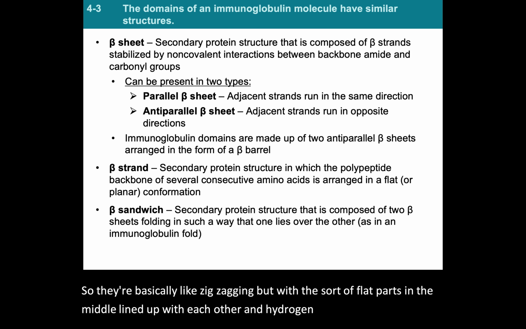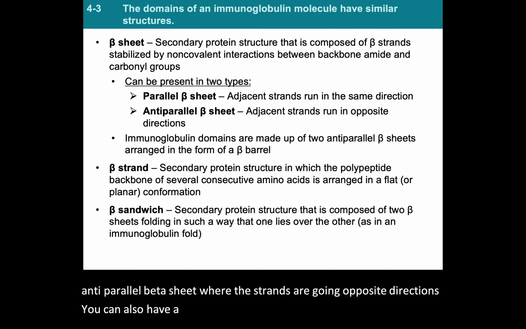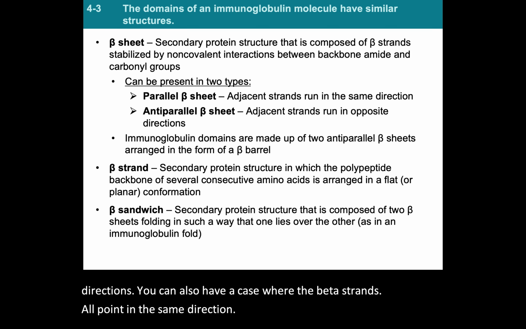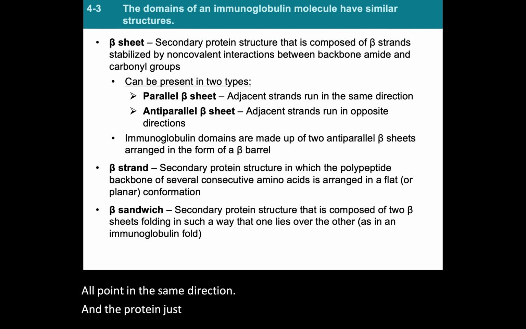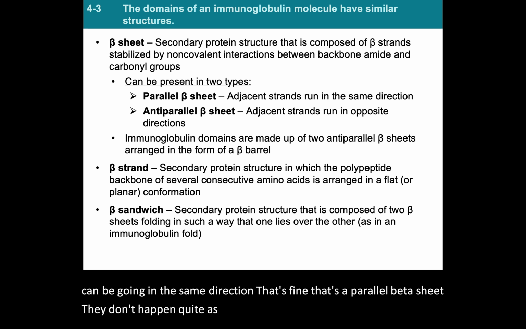That would be an anti-parallel beta sheet, where the strands are going in opposite directions. You can also have a case where the beta strands all point in the same direction, and the protein just loops around behind so that each strand can be going in the same direction. That's a parallel beta sheet. They don't happen quite as much, but there are some of these.